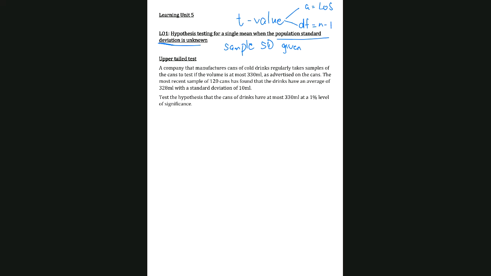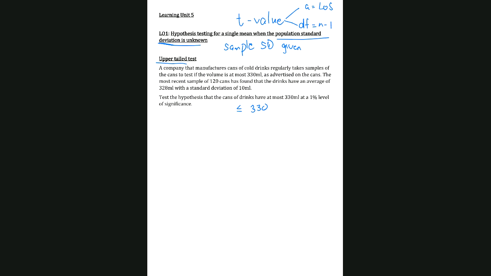So the example here is one of an upper-tailed test, and it says a company that manufactures cans of cold drink regularly take samples of the cans to test if the volume is at most 330 ml. So by saying at most 330 ml, they're saying that 330 is the limit and it's everything below that or inclusive of it as well. So what they're essentially saying here is that it's everything less than or equal to 330.